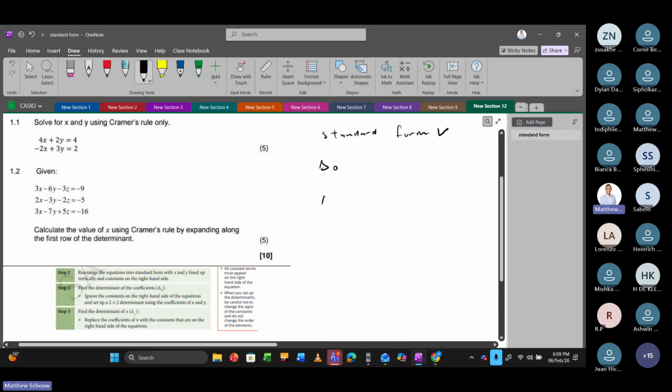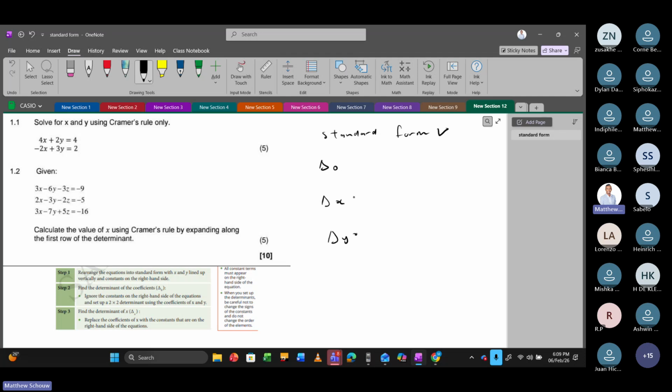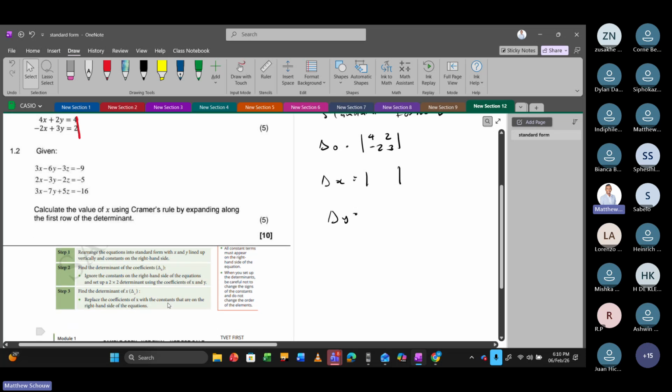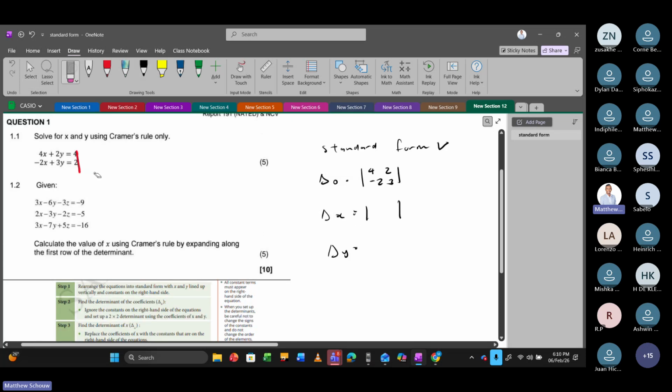So delta 0, delta x, and delta y. And remember, just 2 equations, 2 unknowns. So step 1 again, if you want delta 0, determinant 0, you just cancel out that term. So you'll see it's basically the same. 4, 2, -2, 3. Again, this is steps, not intuition, but it's fine. For determinant x, it says replace the coefficients of x with the constants. So wherever the x is, we replace it with the constants. So that's 4, 2, 2, and 3.